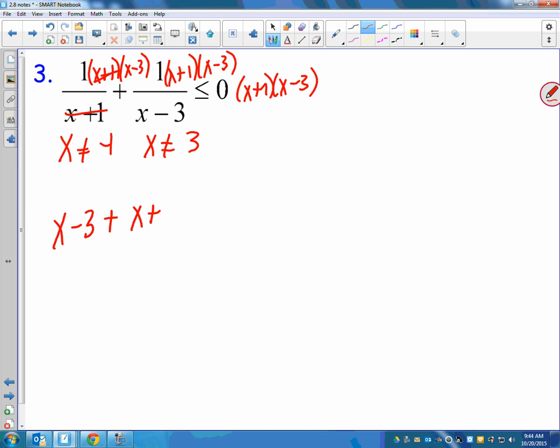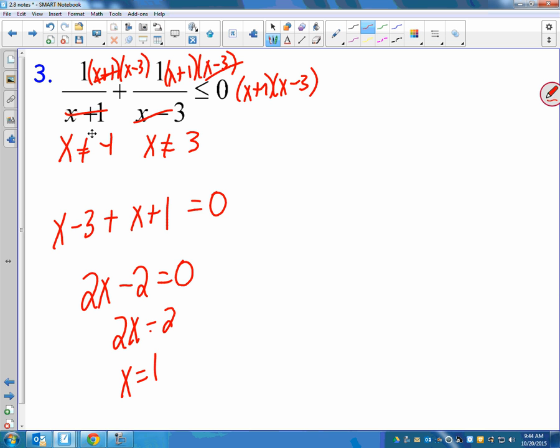Plus x plus 1 equals 0. Do you agree with that? So that doesn't even work out to be a quadratic like we did yesterday. So I get 2x minus 2 equals 0. X equals 1. So now is just the part that takes the time to do, right? Now we have to just make that chart.